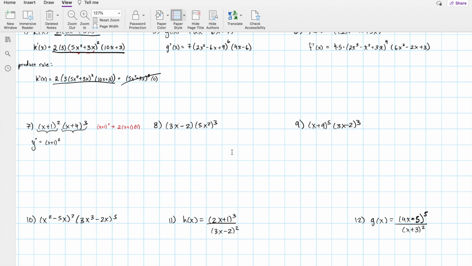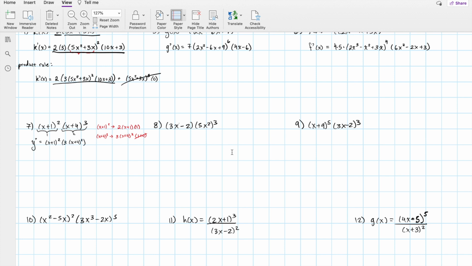And then for (x + 4) cubed, the derivative of that is going to be 3 times (x + 4) to the power of 2. And again, the derivative of x is 1, the derivative of 4 is 0, so it's plus 0. So it's just times 1, right? And now we'll just use that. So we have (x + 1) squared multiplied by the derivative of the second term, right? This is number 1, this is 2. The second term has a derivative of 3(x + 4) squared.